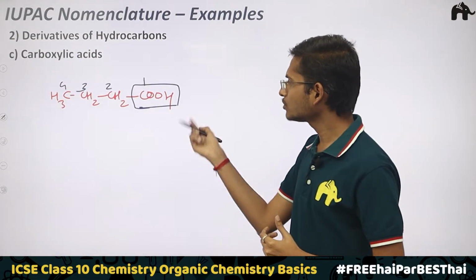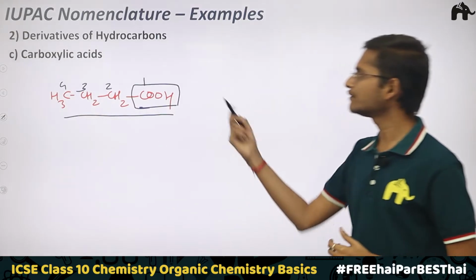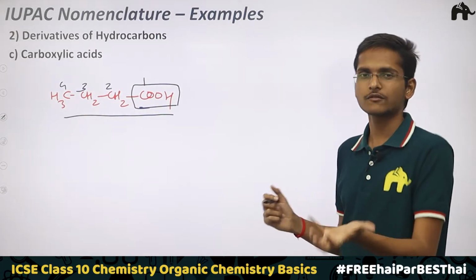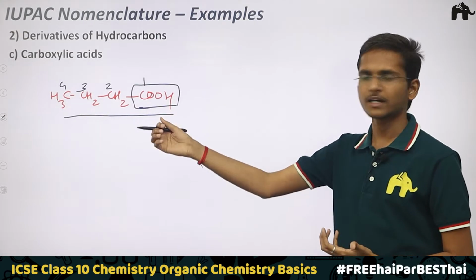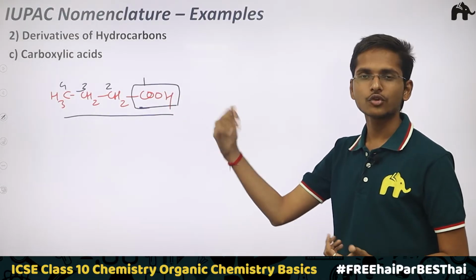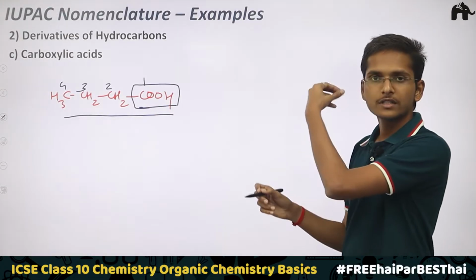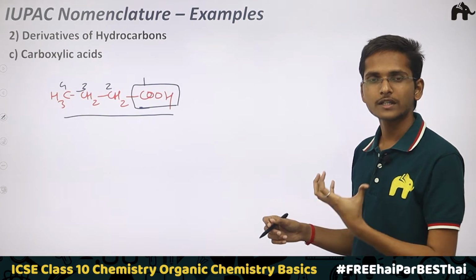Now we know the longest carbon chain, we have numbered it, we know the functional group's position as well. Then what's remaining? The prefix part. So for the prefix, there is no prefix here, no alkyl group, no halide group. So we simply skip the prefix and jump to the root word first of all.